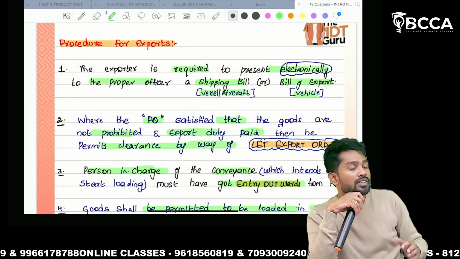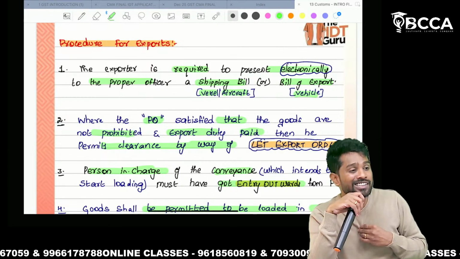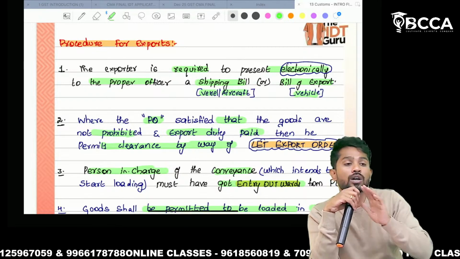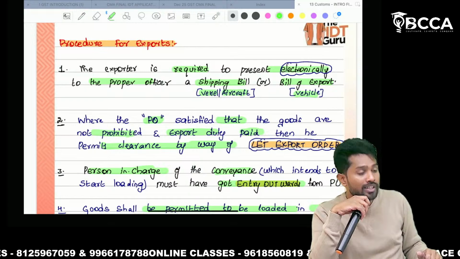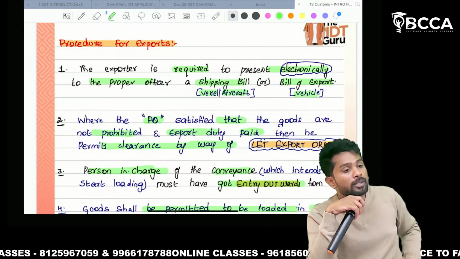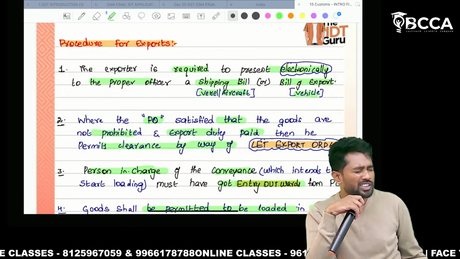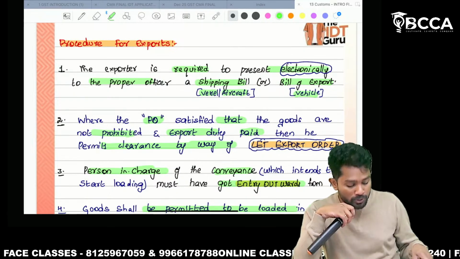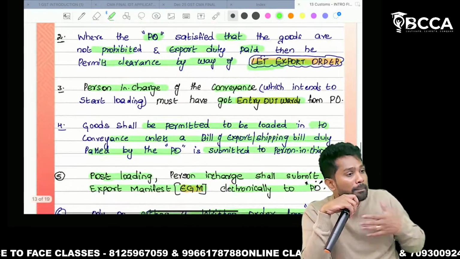Once I file that, the proper officer will verify my bill of export or shipping bill. He will make sure that the goods I am exporting are not prohibited goods. First one, not prohibited goods. Then he'll check whether any customs duty is applicable on those goods, and if applicable, whether it is paid or not. After checking all these things, if he is satisfied, then he'll give me a let export order.